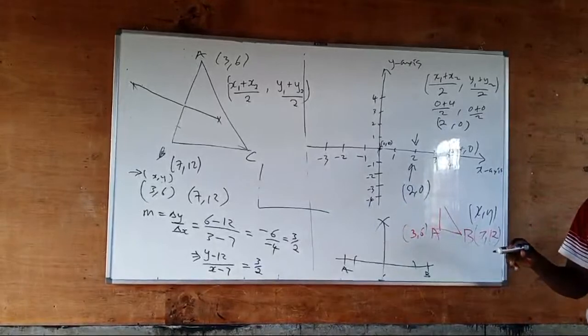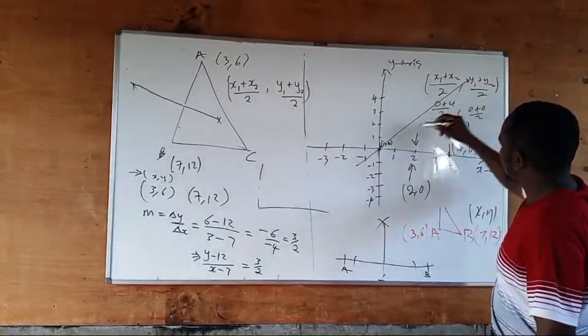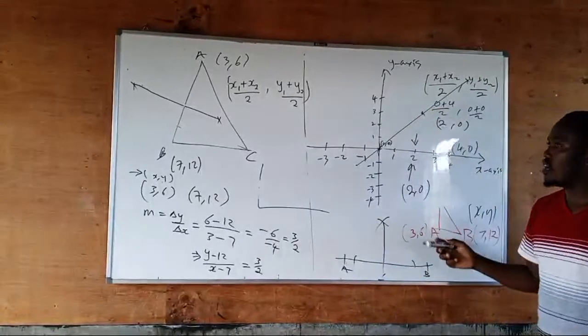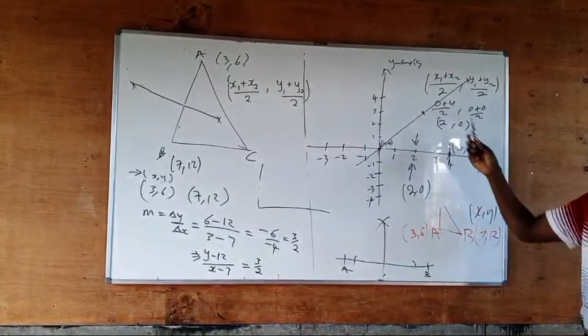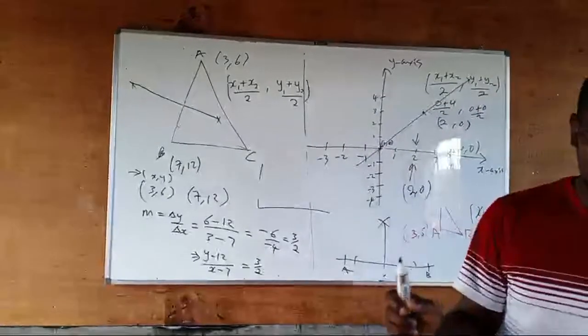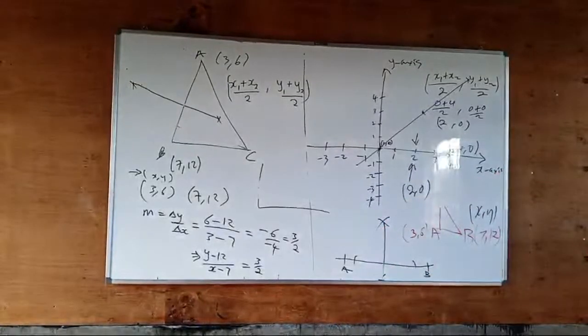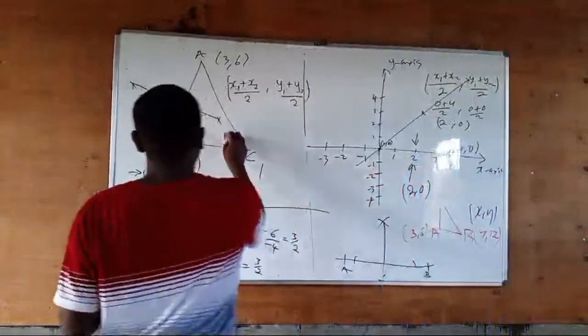Ni kweli? So even if hii line imeenda hadi hivi, you just put after midpoint, unachukua x1 plus x2 divided by 2, y1 plus y2 divided by 2. Sawa sawa? Good.